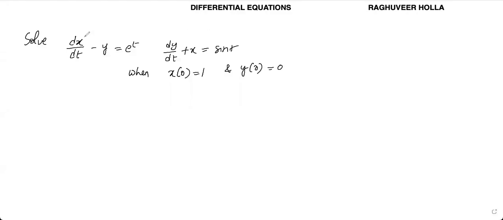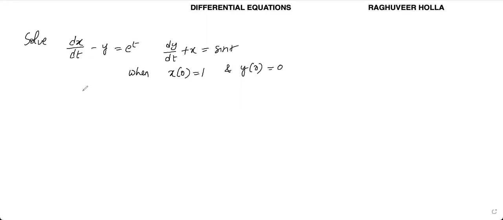Now let us solve this problem. These are simultaneous differential equations of first order, with the initial conditions x(0) as 1 and y(0) as 0. Now let us solve by different methods. Let us see one of those methods.